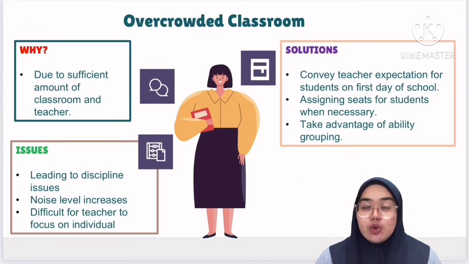So what can teachers do to overcome these issues? Firstly, teachers can convey their expectations on the first day of school. Tell your students the do's and don'ts during your class. And then teachers can assign students' seats. For example, the teacher can put the student that always makes drama in front of the class. Lastly, teachers can take advantage of ability grouping. Whenever there is a discussion or exercise slot, teachers can ask students to form groups and let them discuss in that group, so everyone has the chance to contribute their opinion.